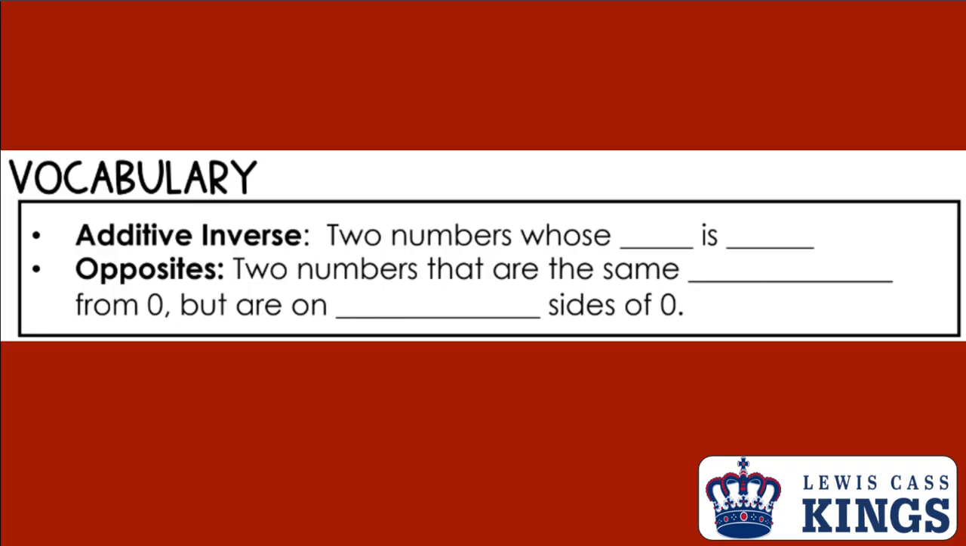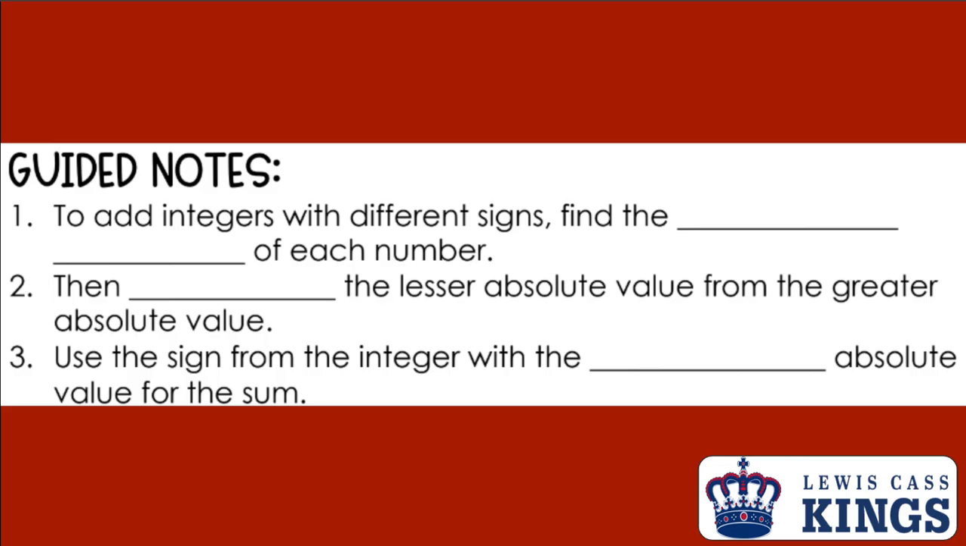We're going to be talking about additive inverses. This is two numbers whose sum is 0. And then opposites are two numbers that are the same distance from 0, but are on opposite sides of 0. So opposite numbers are the additive inverse, right? Both have the same distance from 0. So if you were to add them together, they would equal 0.